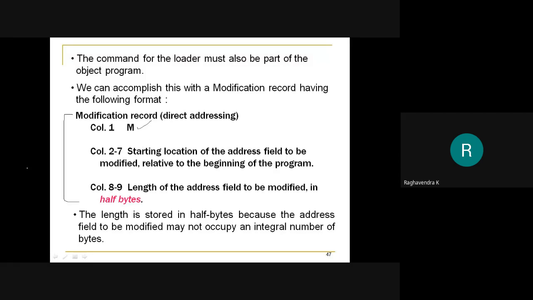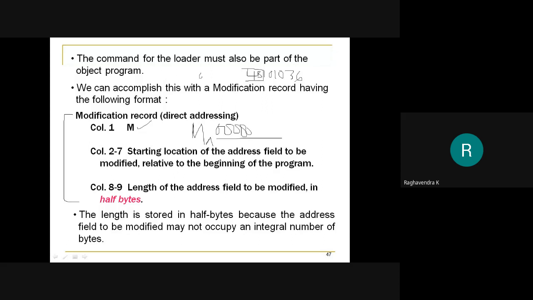So we start with M, writing the modification record. Then we specify the starting location of the address field to be modified. As I said, 1 byte is skipped in that instruction. For example, if the instruction is 4B101036, then I will skip the first byte because the first byte does not require modification, as the major part of it is the opcode. So we'll skip the first byte, and then I'll write the starting address.